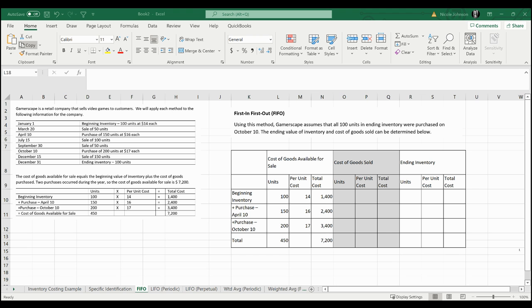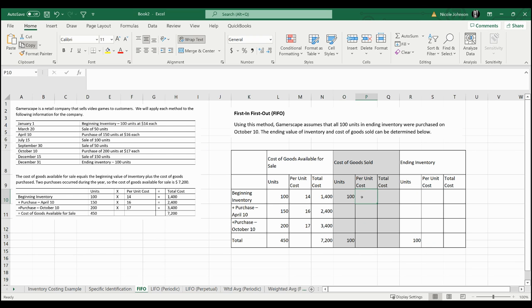So we can do this two ways. We could start with cost of goods sold, or we could start with ending inventory. Since we started with ending inventory on a specific identification, let's go ahead and start with cost of goods sold on this one. Now remember, we sold 350 units and we have 100 units in our ending inventory. So in first in, first out, we assume that the beginning inventory is the first that's sold. So we sold all 100 units because obviously we're not at 350 here yet. And we're going to go ahead and watch as this moves to our 350.